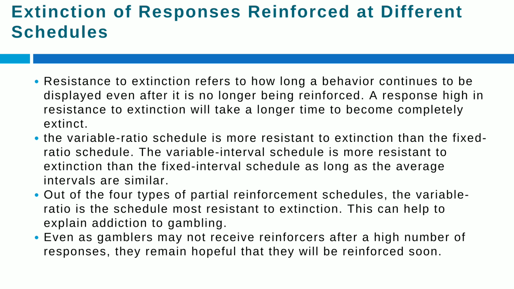The variable ratio schedule is more resistant to extinction than the fixed ratio schedule. The variable interval schedule is more resistant to extinction than the fixed interval schedule as long as the average intervals are similar. Out of the 4 types of partial reinforcement schedules, the variable ratio is the schedule most resistant to extinction. This can help to explain addiction to gambling. Even as gamblers may not receive reinforcers after a high number of responses, they remain hopeful that they will be reinforced soon.